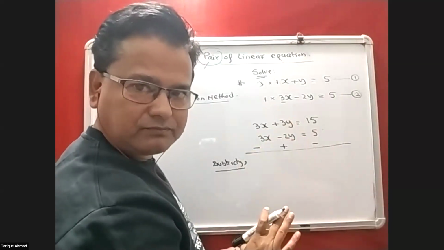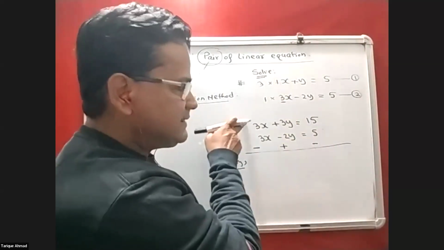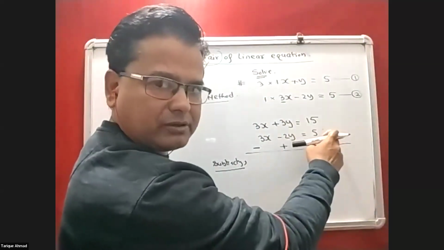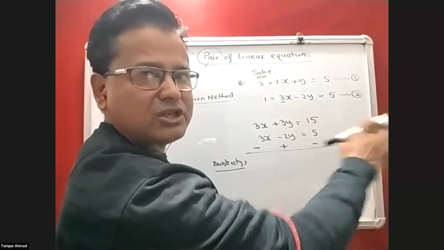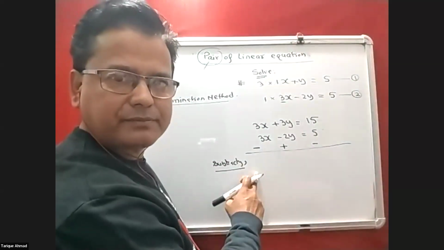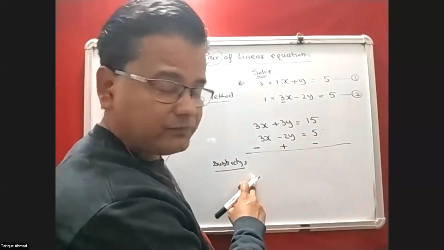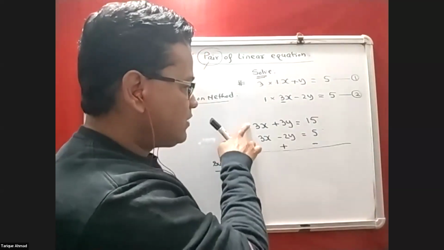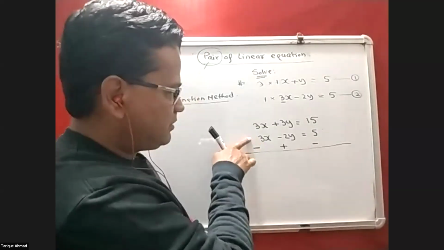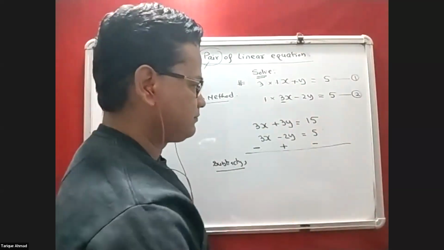Getting the point? Whatever equation is written at the bottom, that sign will change. When will it change? When we are going for subtraction. And when will we go for subtraction? When the signs of the equated coefficients are the same, like here, plus plus. So we go for subtraction, and then the sign of the bottom equation changes.